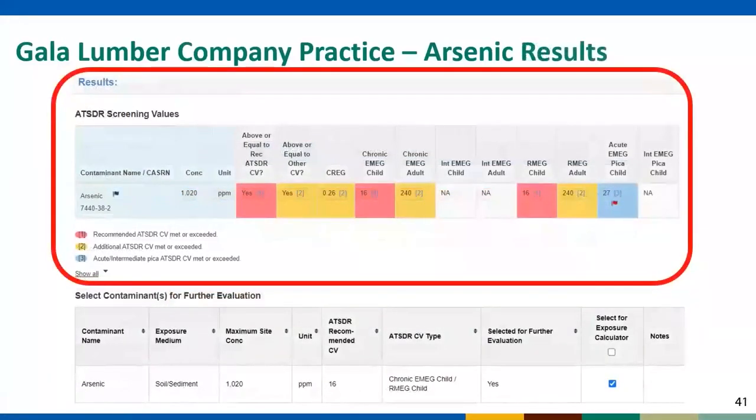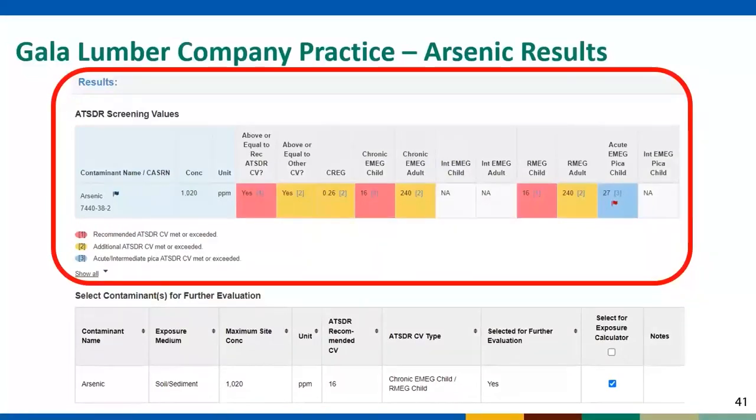For step 4, as I said previously, FAST does all the screening work for us. The top red highlighted box on this slide shows the results of screening the maximum concentration of 1,020 parts per million in our FAST application. The inside of the highlighted box shows that FAST provides a summary for all available CVs. Most important, though, is that FAST gives you the recommended CV.